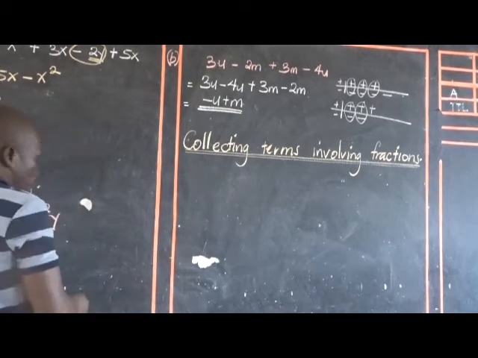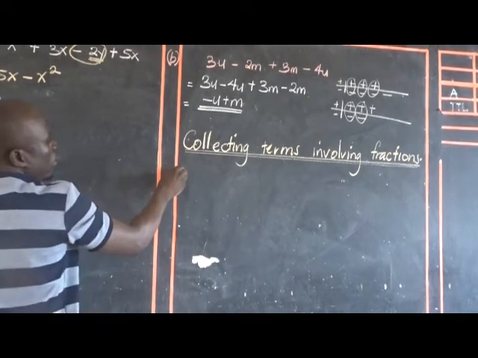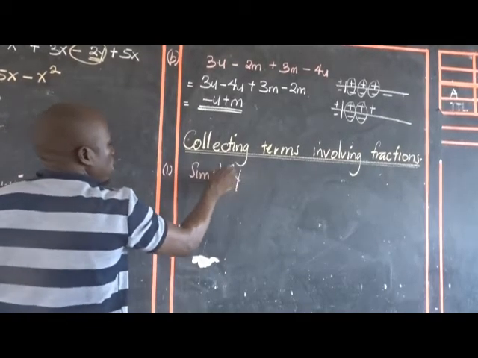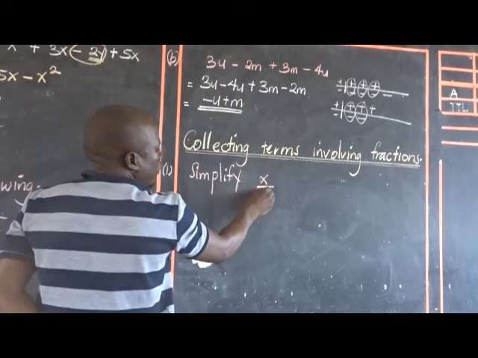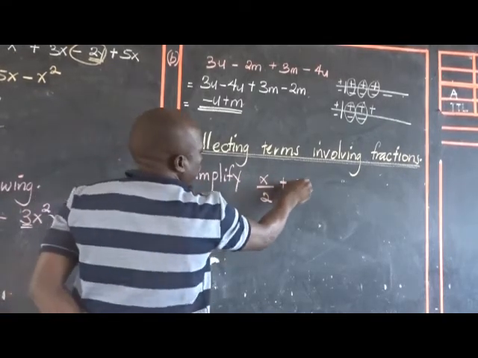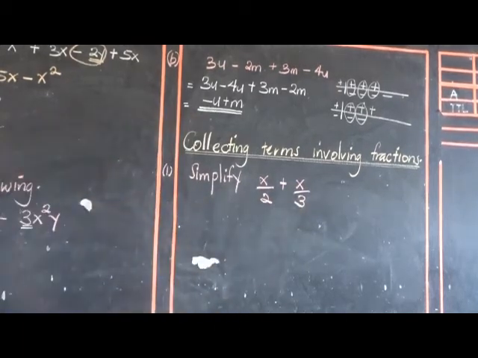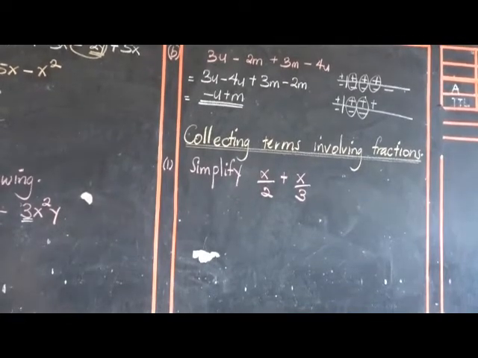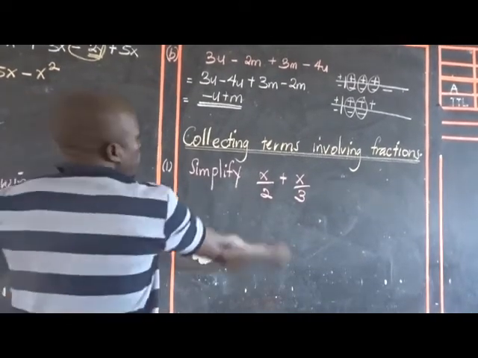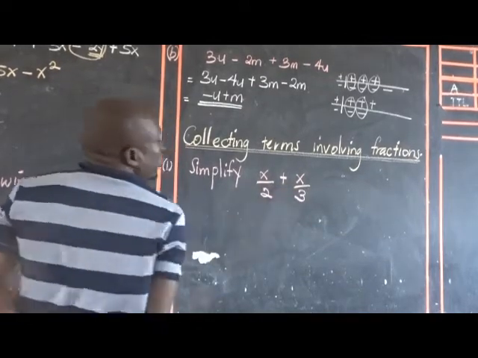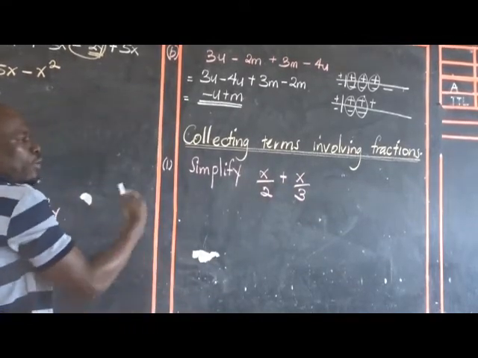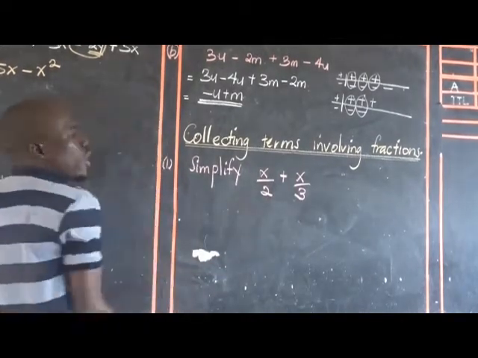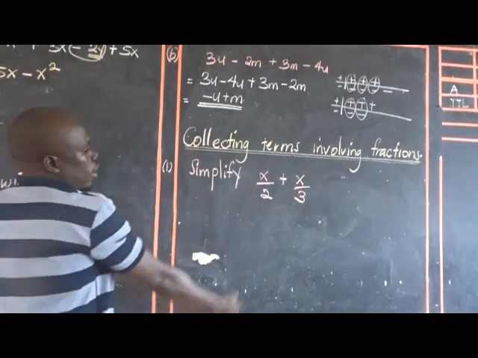And our first example here shall be: simplify x out of 2 plus x out of 3. Now, in this case, this is x, this is x, but because these are fractions, we first compute the fractions and then after we shall look at the terms later. So this is a fraction, this is a fraction. We shall work out these ones the way we work out fractions using the LCM method.